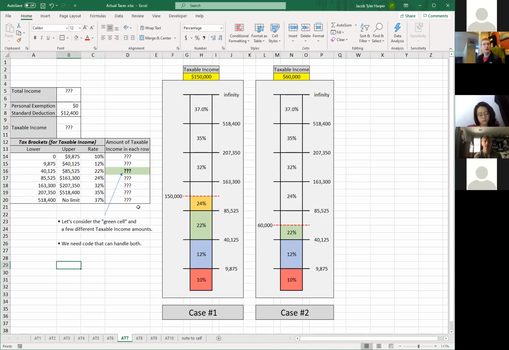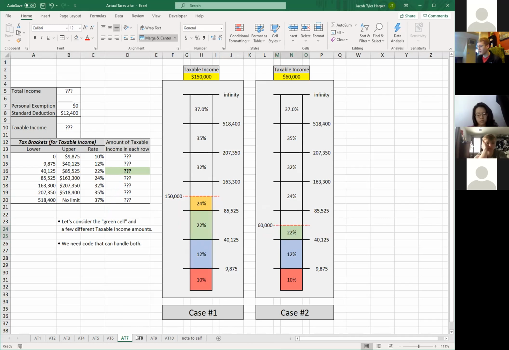And let's consider the two different things that can happen, right? Well, in the first case, case 1, let's say we have $150,000 in taxable income. So we have so much money in this case that this green section is completely full. That's case 1. On the other hand, what if our taxable income just falls in between these two numbers, right? In that case, it's only partially full. So we need to come up with an if statement that can do those two things, right?